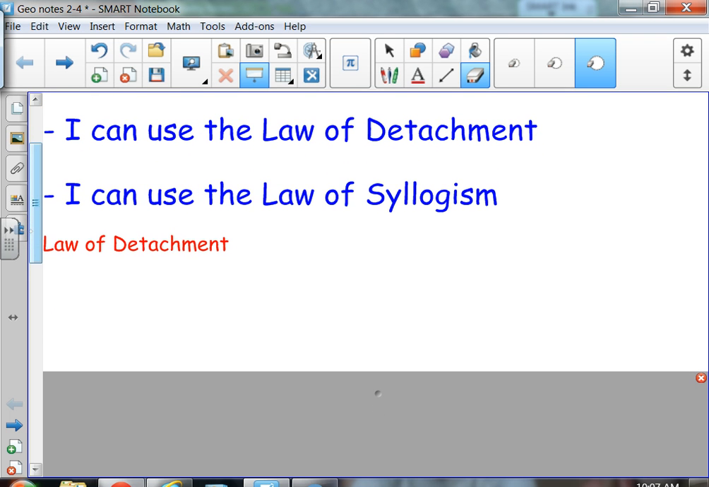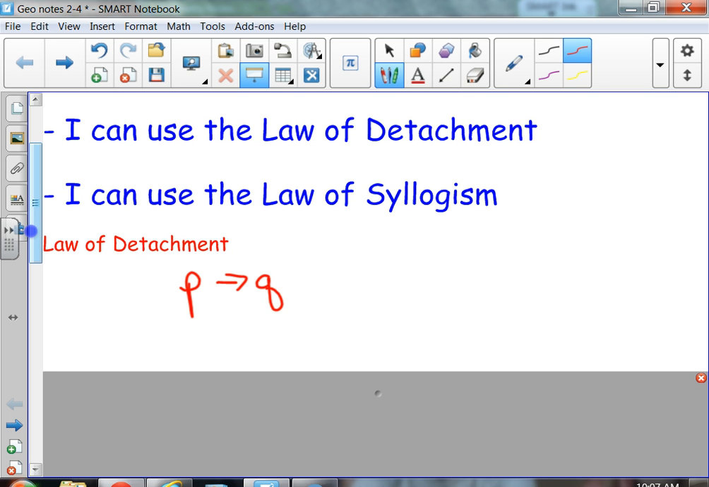So the law of detachment. All right. Once again, today we're going to deal with a lot of sentences. You're going to be telling me if things are valid or not. If they are, you just write it. If they're not, then you don't. But what the law of detachment says, we're going to use P and Q again. So if P, then Q.